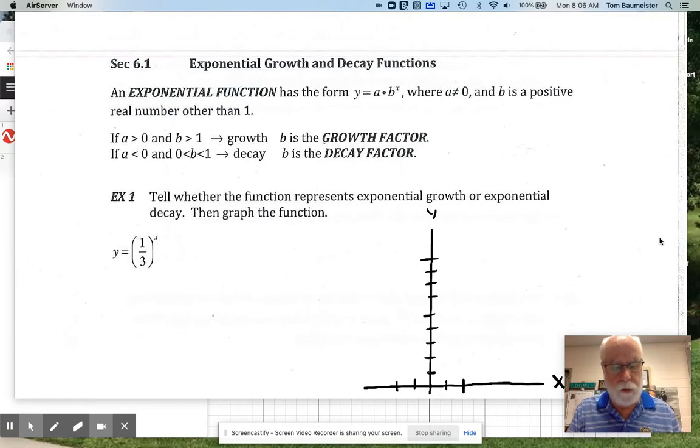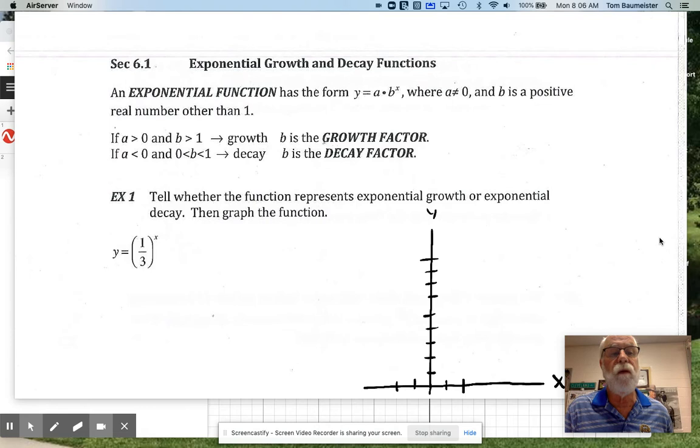All right, section 6.1 is exponential growth and decay functions. An exponential function has the form y equals a times b raised to the x power, where a cannot equal 0 and b is a positive real number other than 1. So if a is greater than 0 and b is greater than 1, then we'll have growth, and b is known as the growth factor.